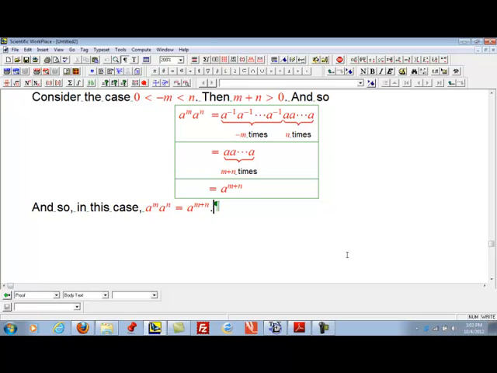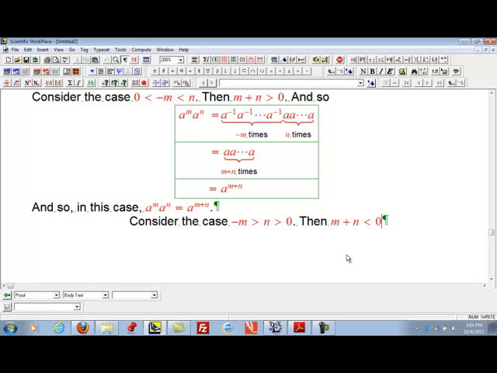Now we're going to consider the next case. Consider the case that minus m is greater than n is greater than 0. Then what do I know about minus m and what do I know about m plus n? Less than 0, right? Yeah, m plus n is less than 0.